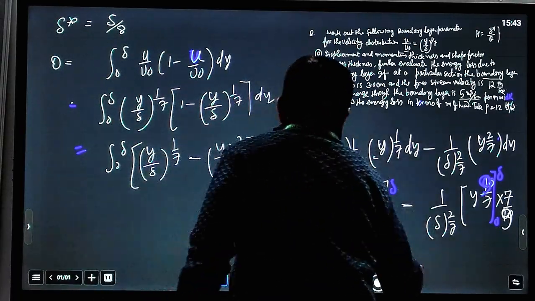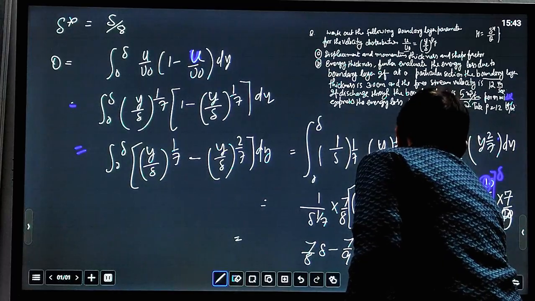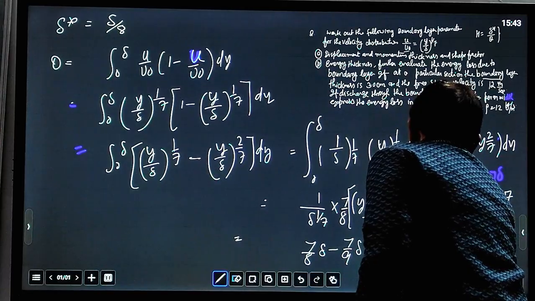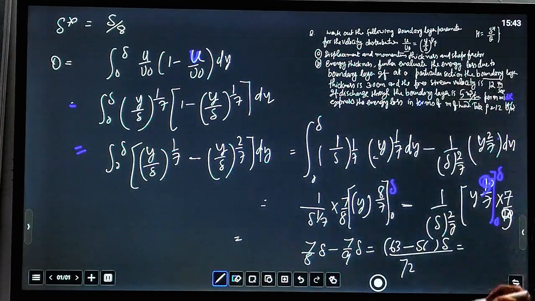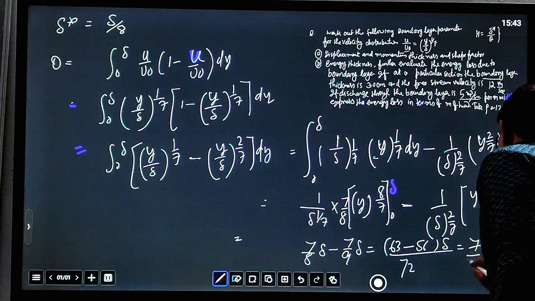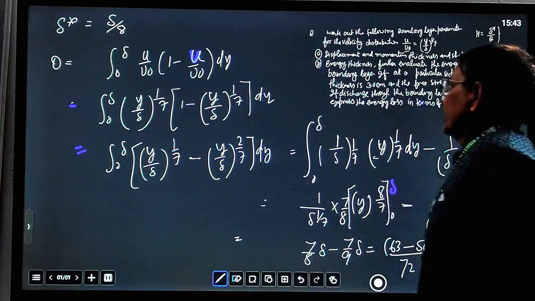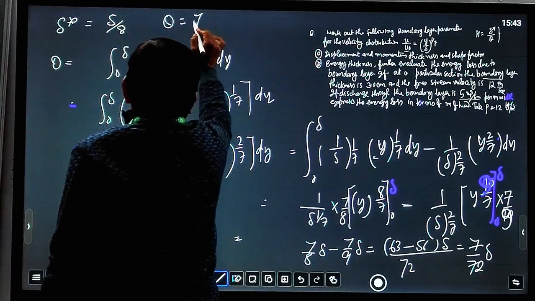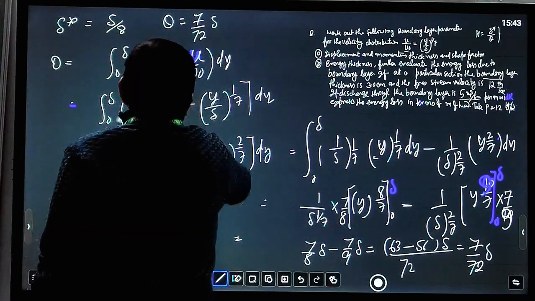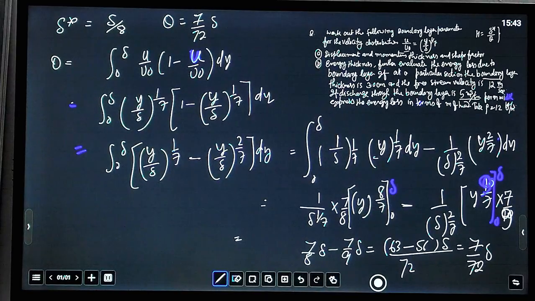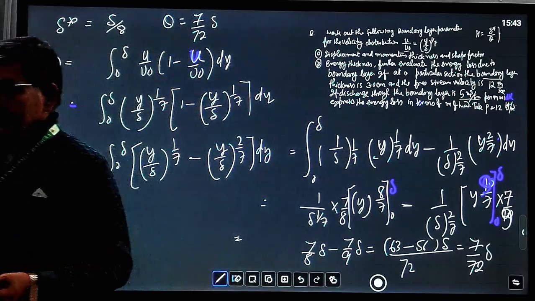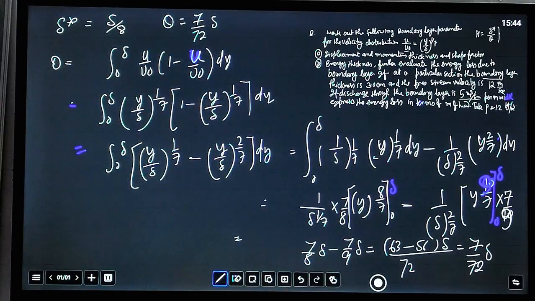Taking 72 common, it is (63 minus 56) del, which is equal to 7 by 72 del. So theta equals 7 by 72 del. This is the calculation of theta, that is the momentum thickness. Momentum thickness equals 7 by 72 del. Let us check it: 7 by 72 del. Yes, it is 7 by 72 del.